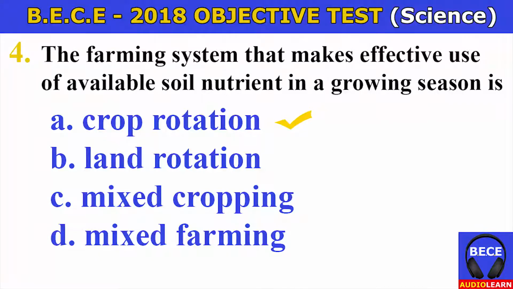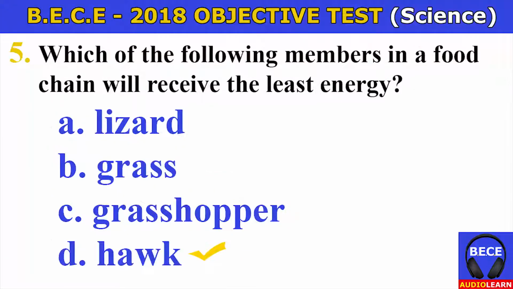Number 5. Which of the following members in a food chain will receive the least energy? A. Lizard, B. Grass, C. Grasshopper, D. Hawk. And the answer is D. Hawk.